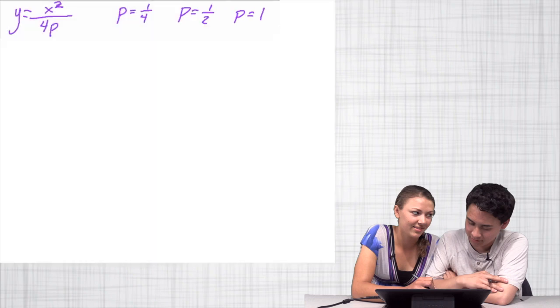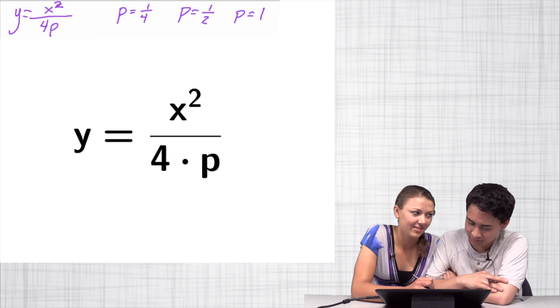To graph the parabola with a p-value of 1/4, they start with the general equation for any parabola with its vertex at the origin and substitute 1/4 for p. Because 4 multiplied by 1/4 is 1, the denominator is 1. Then any number divided by 1 is that number, so the equation for the parabola with p equals 1/4 is y equals x squared. Next, Sasha and Keoni graph the parabola by substituting different values for x into this equation to find the corresponding y values.